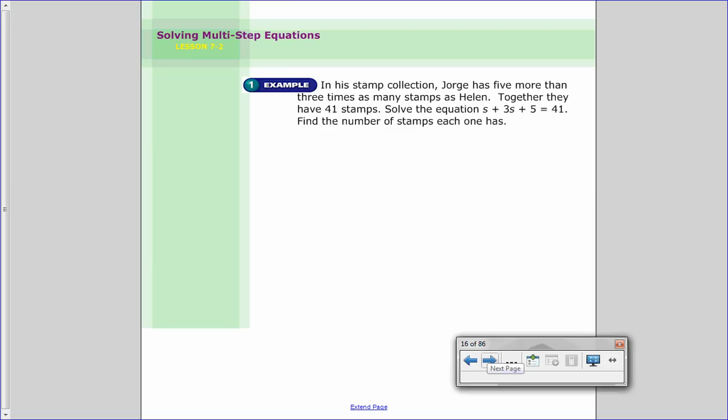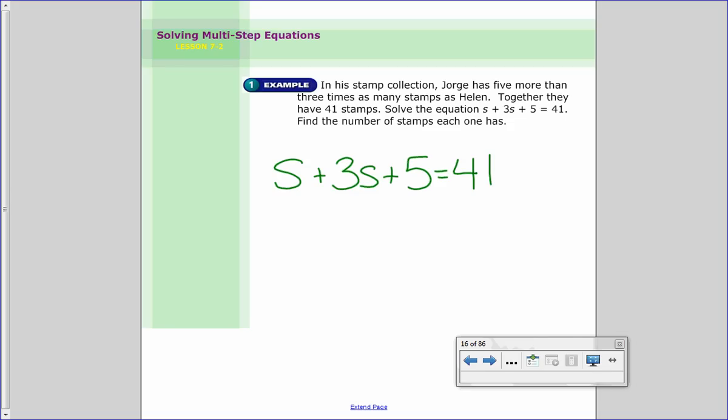So here we have a word problem. In his stamp collection, Jorge has 5 more than 3 times as many stamps as Helen. Together they have 41 stamps. Solve this equation, s plus 3s plus 5 is 41, to find the number of stamps each one has. Well, again, all of this comes from the information given.